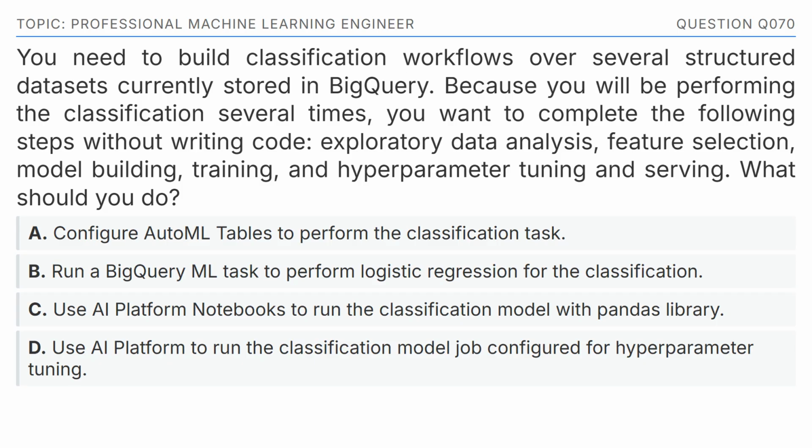The options are: Option A, configure AutoML tables to perform the classification task. Option B, run a BigQuery ML task to perform logistic regression for the classification. Option C, use AI platform notebooks to run the classification model with Pandas library. Option D, use AI platform to run the classification model job configured for hyperparameter tuning.